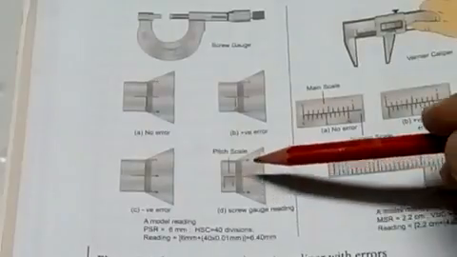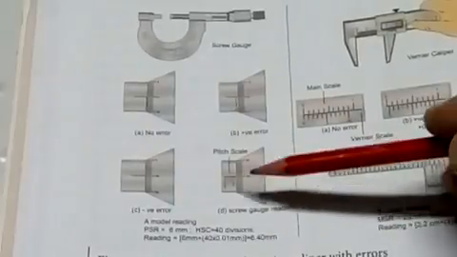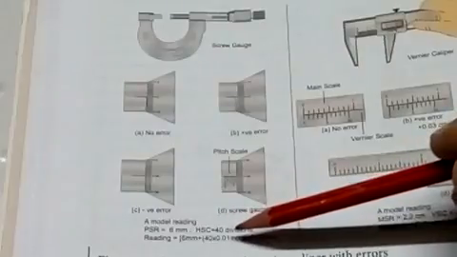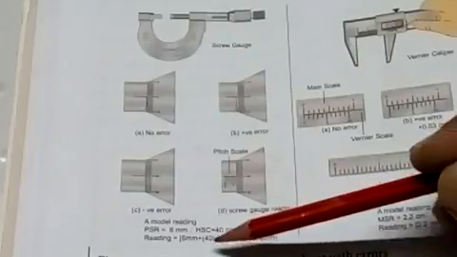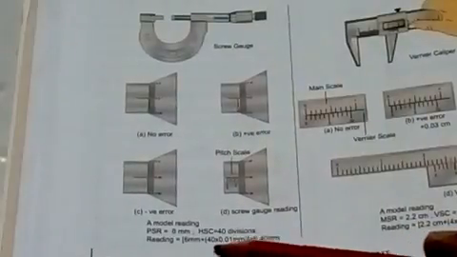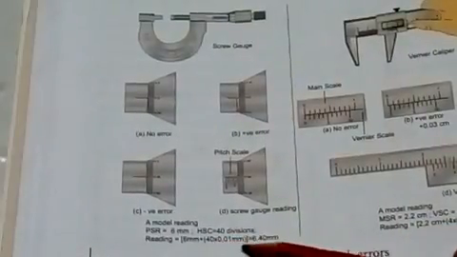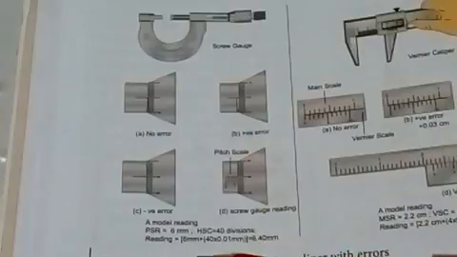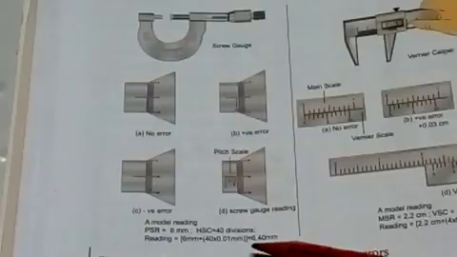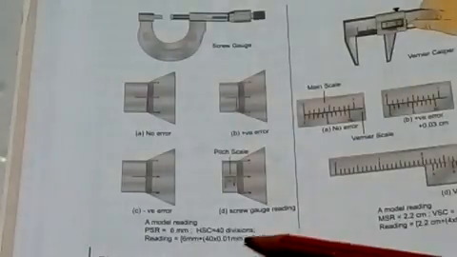Here, as a model reading, a screw gauge reading is given. You can see the pitch scale reading is 6 millimeters, head scale reading is 40 divisions. So you must do this calculation: pitch scale reading plus head scale coincidence, HSC, into least count. So PSR is 6 millimeters, 6 plus 40 into 0.01, that will give us 6.40 millimeters. You learned this in 10th, I think. So this is how a screw gauge works.